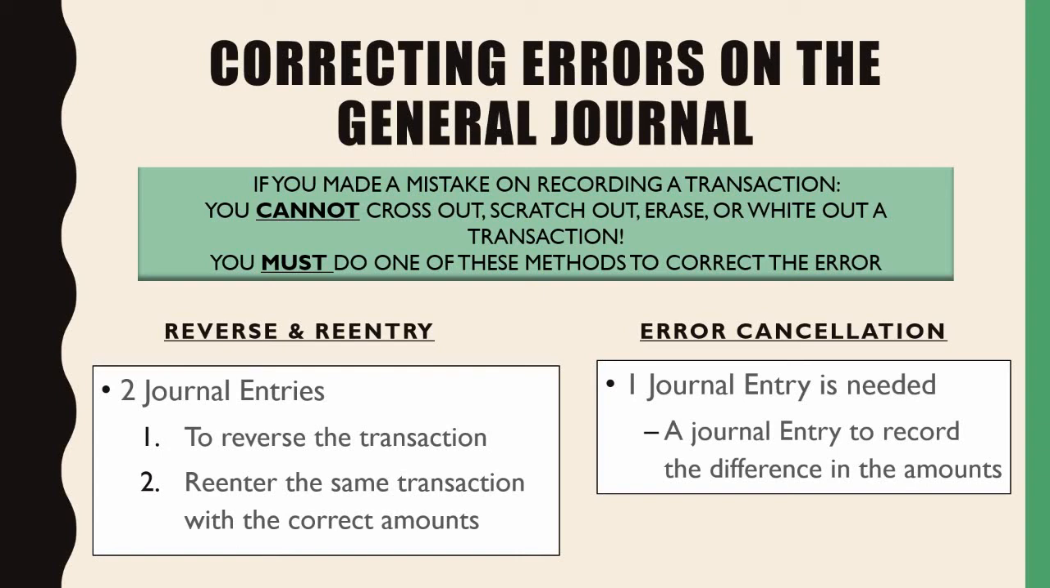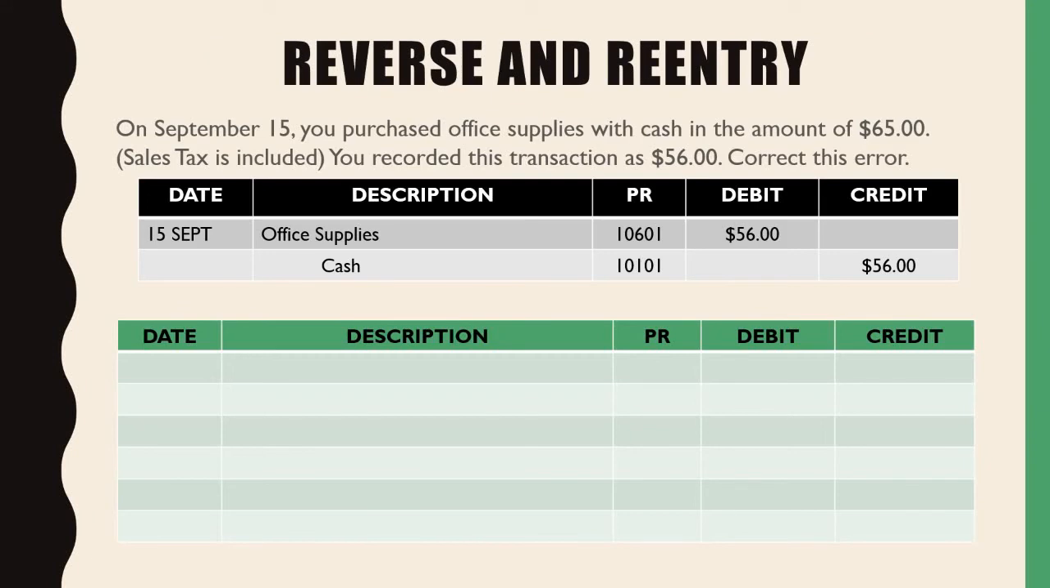But this one only requires one entry, and that entry is to adjust or correct the amount that's supposed to be in the actual account itself. And I'll talk about that; we have examples after this. So again, reverse and re-entry is type number one, and the other one is going to be the error cancellation. Okay, so let's go ahead and move into the first one. So the first one is the reverse and re-entry. This is commonly used, okay?